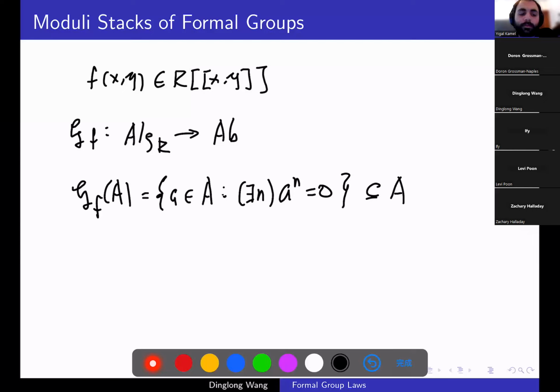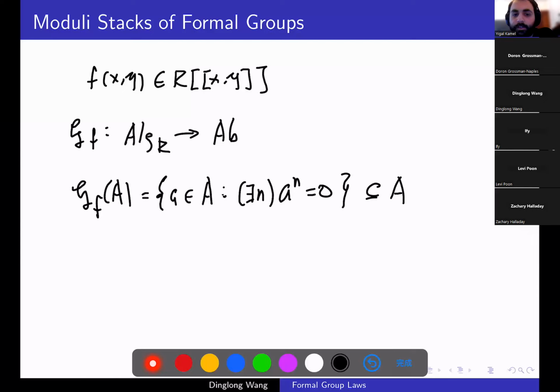And now, does A^N mean using the operation defined by F? No, it just means in the algebra. Yeah, it's just the algebra. Okay, so the definition of the abelian group does not involve F.